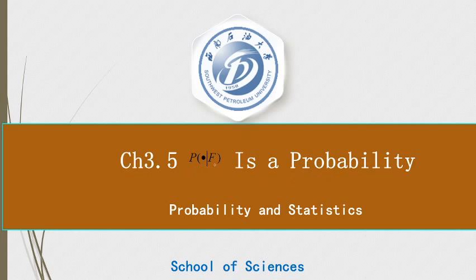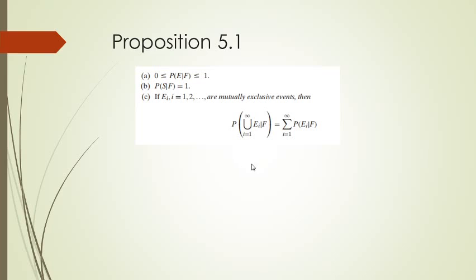If this is also a probability function, it satisfies the axioms of probability we studied, right? Now let's check the axioms. And here, of course, E is any subset of the sample space. So let's check proposition 5.1.